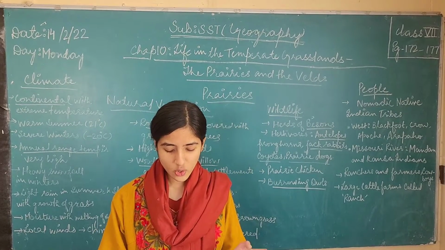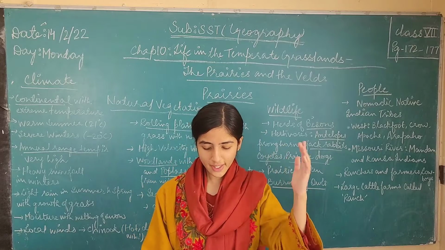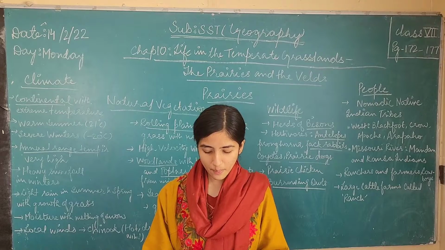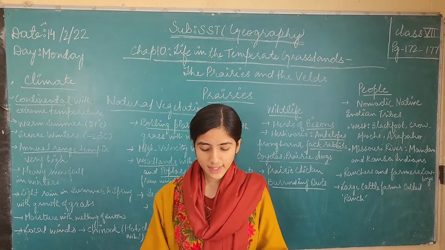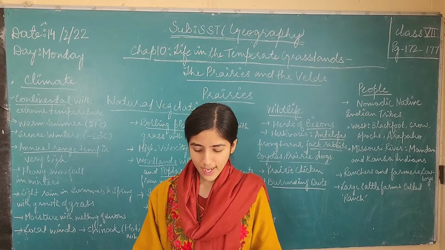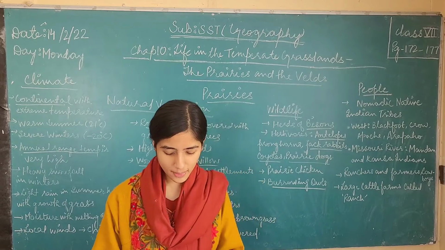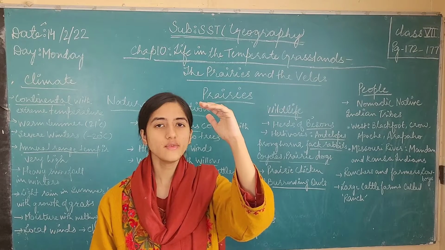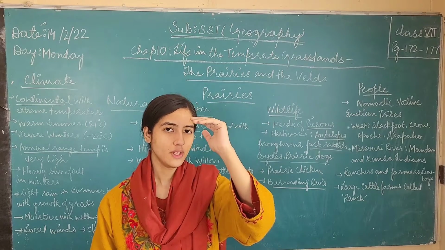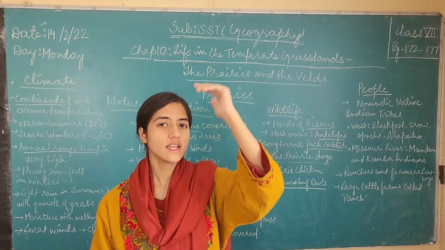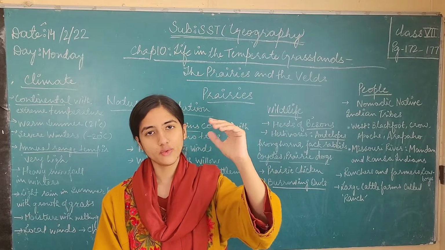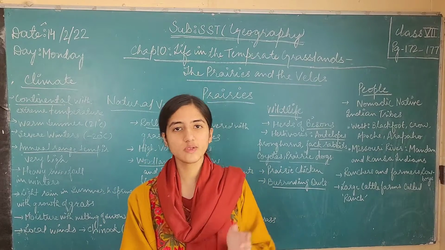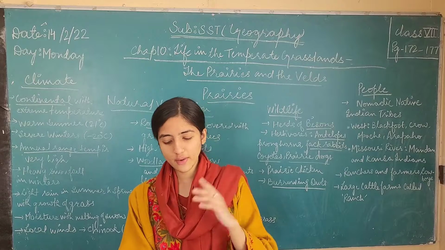Then the grasslands stretch over a large area extending between 30 degree to 55 degree latitude in the northern hemisphere. See, here we saw that the temperate zones were between the latitudes 30 degree to 66 degree latitude, right? And the temperate grasslands do not extend throughout this 30 degree to 66 degree latitude. Rather, they extend only from 30 degree latitude to 55 degree latitude, and this is in the northern hemisphere.